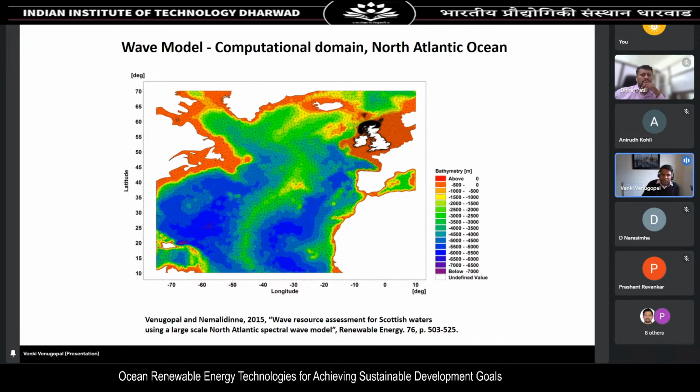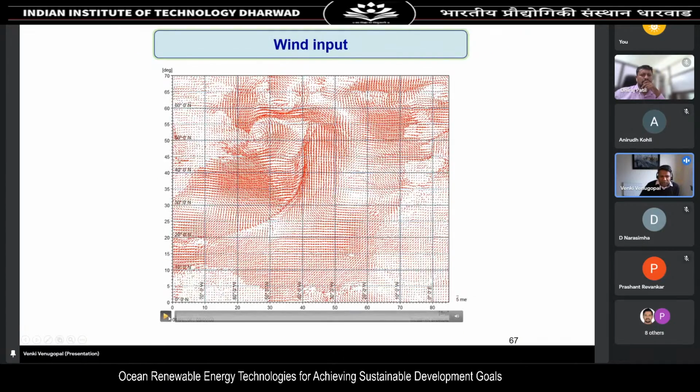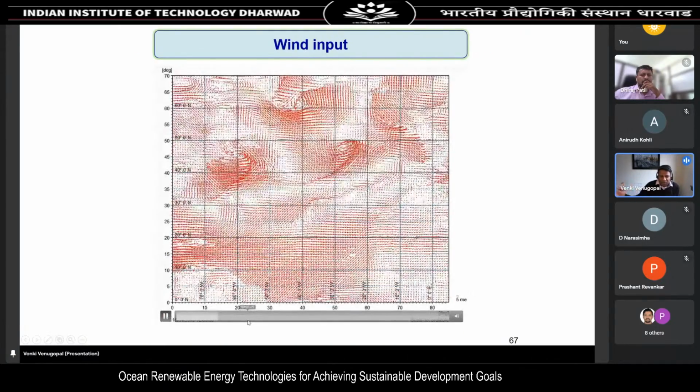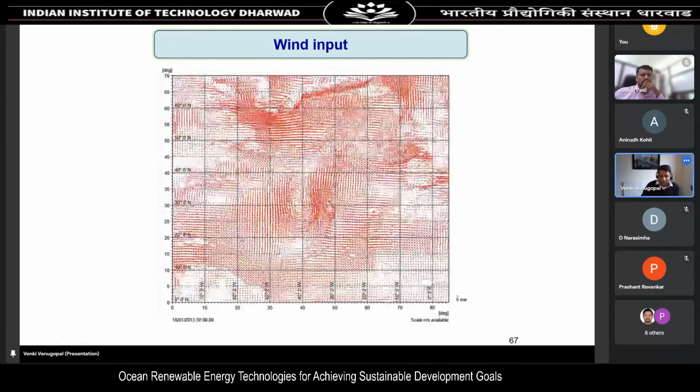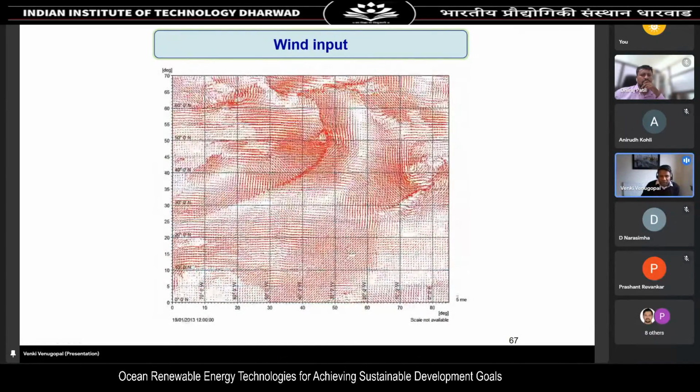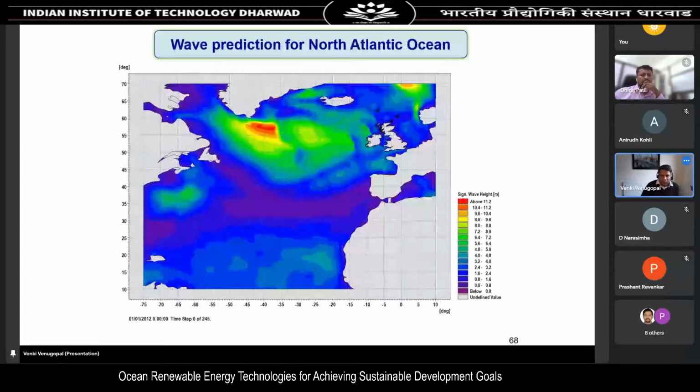This is a wave model I developed in 2014, I think, some 8 years ago. And here is the UK. And this covers the whole North Atlantic Sea. America is here. And we run the wave model using the wind input. This is covering the whole North Atlantic. You can see the wind getting stronger and stronger.